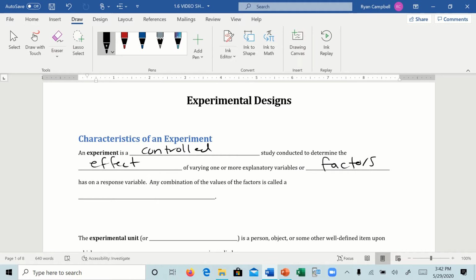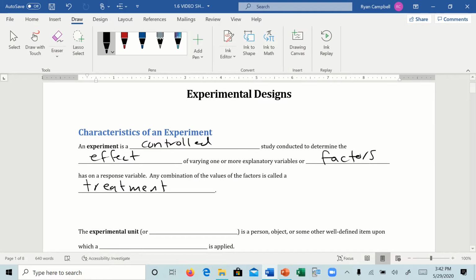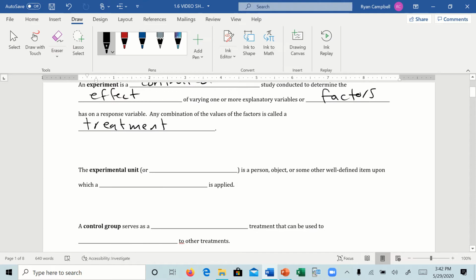Any combination of values of the factors is called a treatment. The experimental unit, also known as the subject. Subject is probably what you've heard before, a subject of an experiment, but another way to say that would be the experimental unit is a person, object, or some other well-defined item upon which a treatment is applied. These are all the people, things, other items that we're looking at.